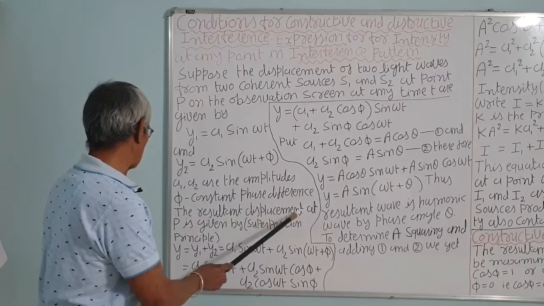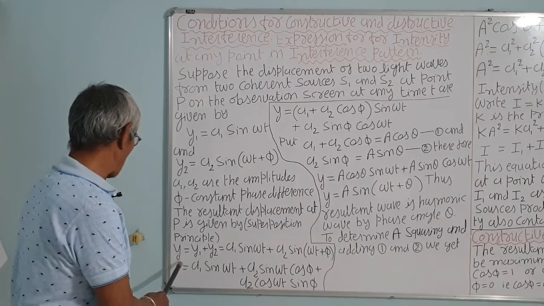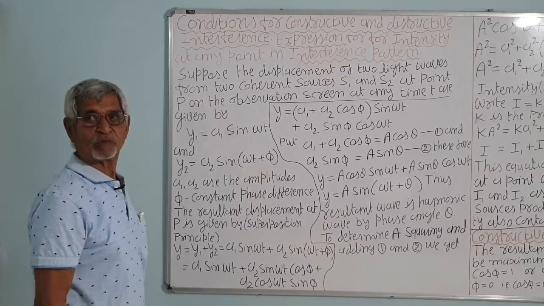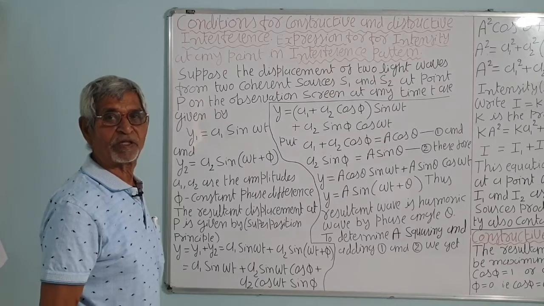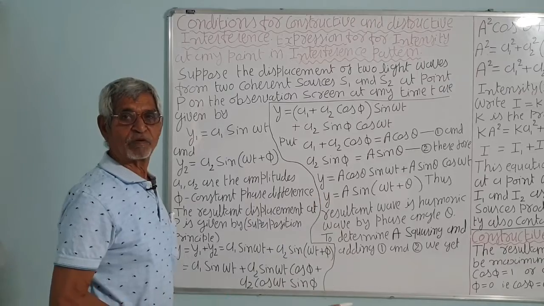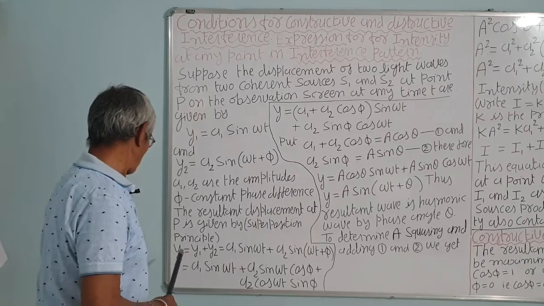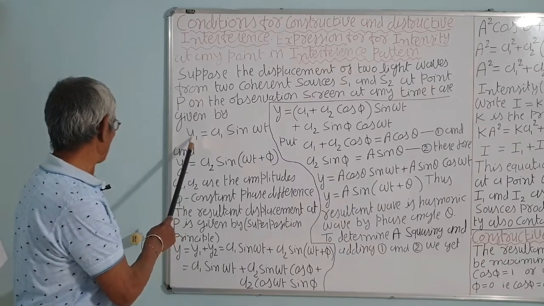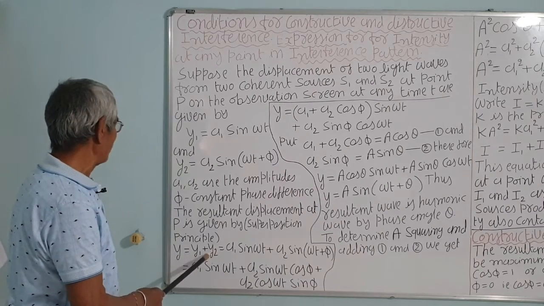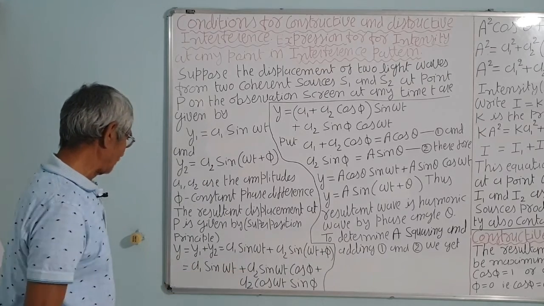The resultant displacement at P is given by the superposition principle, as we have discussed already. When two or more wave trains superpose, with redistribution of energy in space, then at a point P the displacement of a particle is given by the vector sum of the displacements produced by the individual waves. So the net displacement y is equal to y1 plus y2, where y1 is a1 sin omega t and y2 is a2 sin(omega t plus phi).